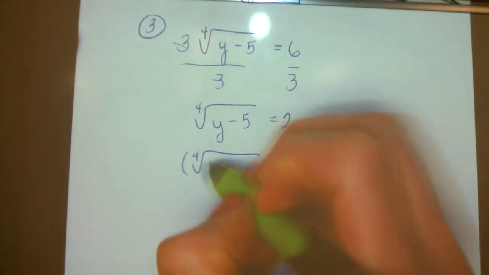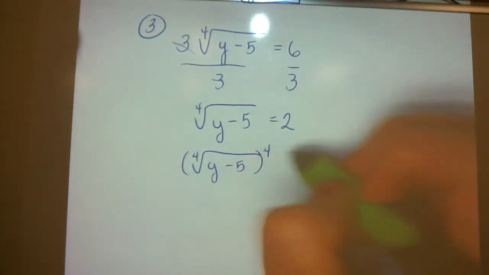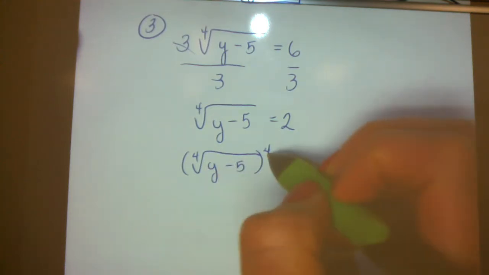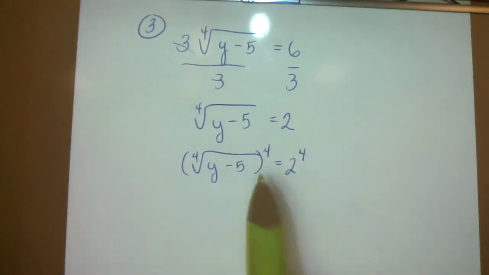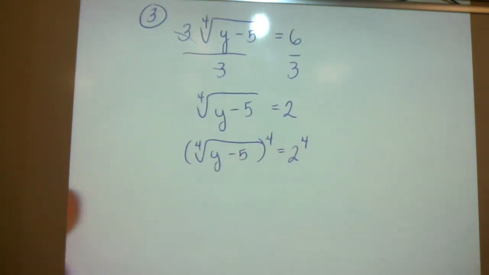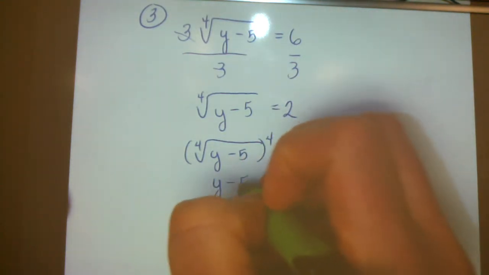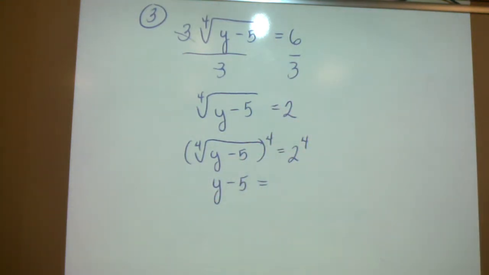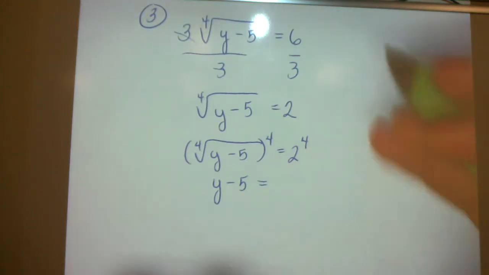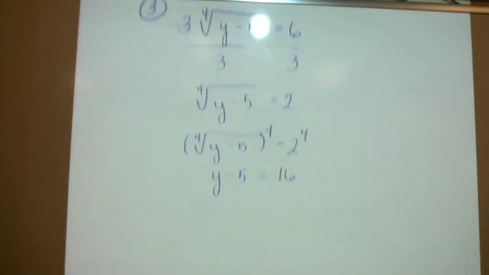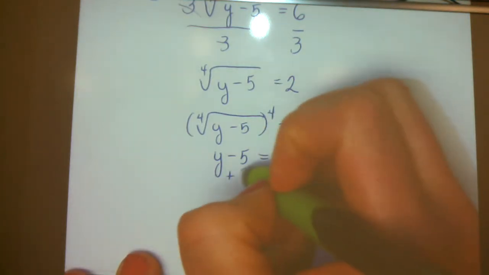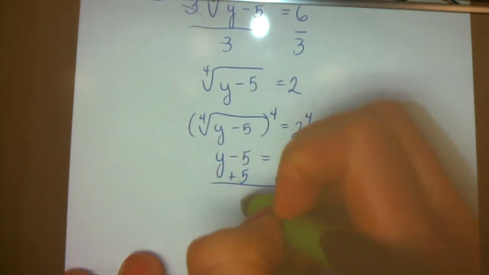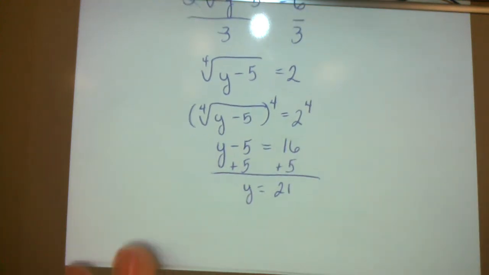To get rid of that fourth root, I'm going to raise it to the fourth power, and whatever I do on one side, I'm going to do on the other. So this power cancels out with this root. I'm left with the radicand, which is y minus 5. And it's not 2 times 4. It's 2 times 2 times 2 times 2, which gives us 16. So I've got y minus 5 is equal to 16. I'm going to add 5. I'm getting y is equal to 21.